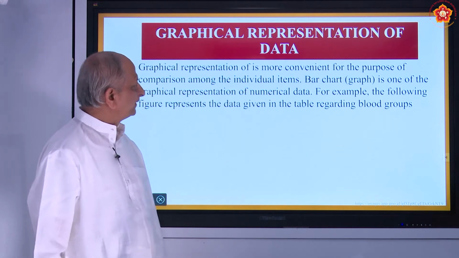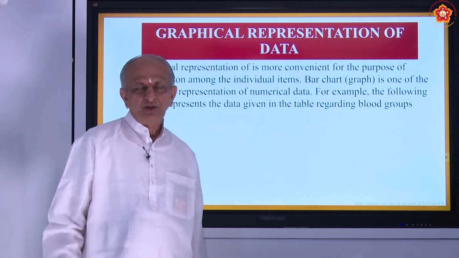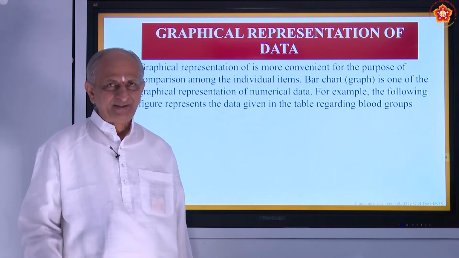Next, today's topic is graphical representation of data. So what you have done so far is only arranging in a table, right?